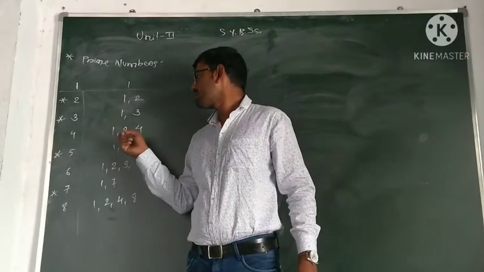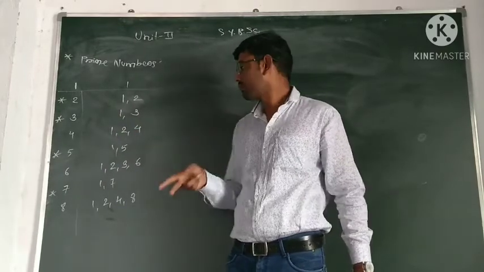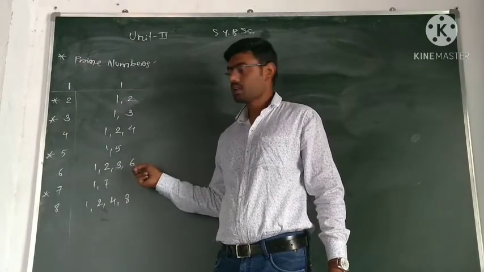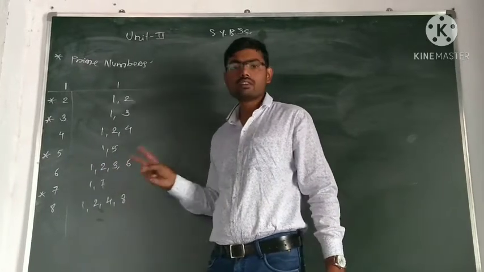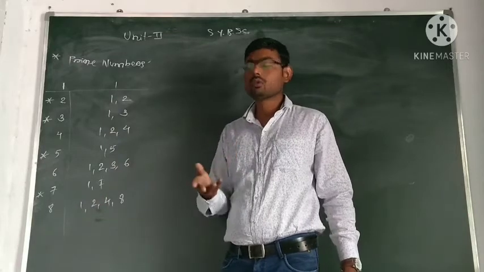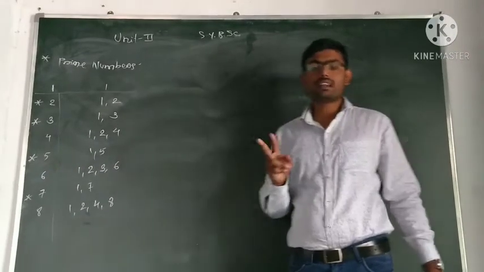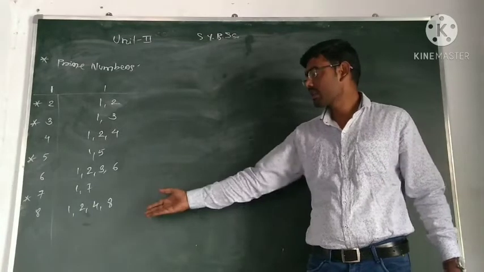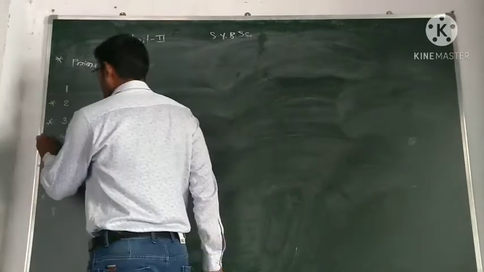4 has one proper divisor, 2, and 2 improper divisors. The total number of divisors is 3, greater than 2. 6 has 4 divisors: 1 and 6 are improper divisors, but 2 and 3 are proper divisors. 8 also has 4 divisors. So the numbers 4, 6, 8 have more than 2 divisors, either 3, 4, or more. Such numbers are called composite numbers.